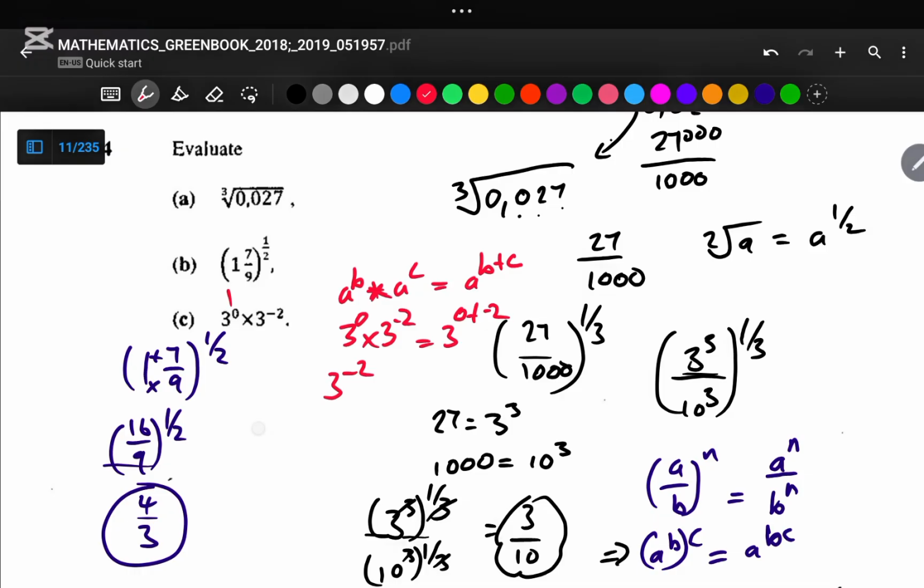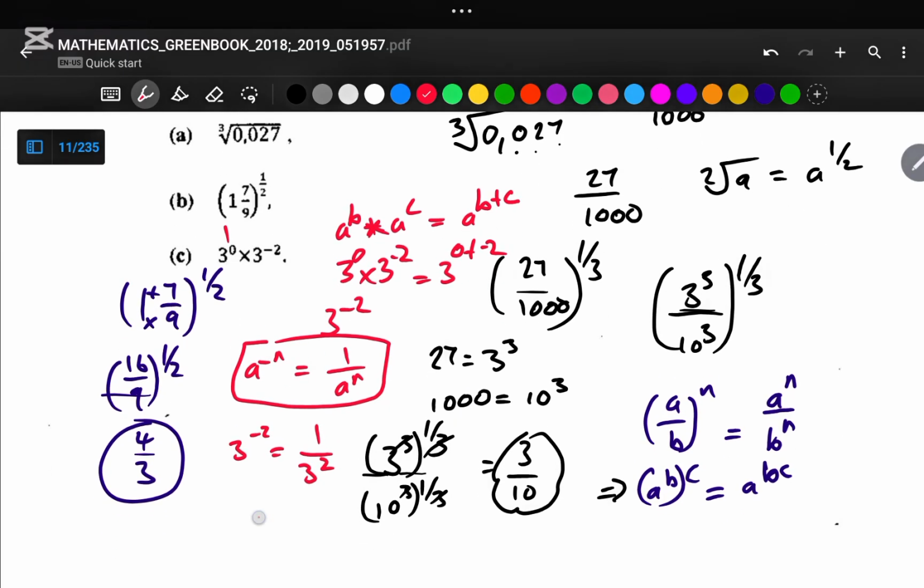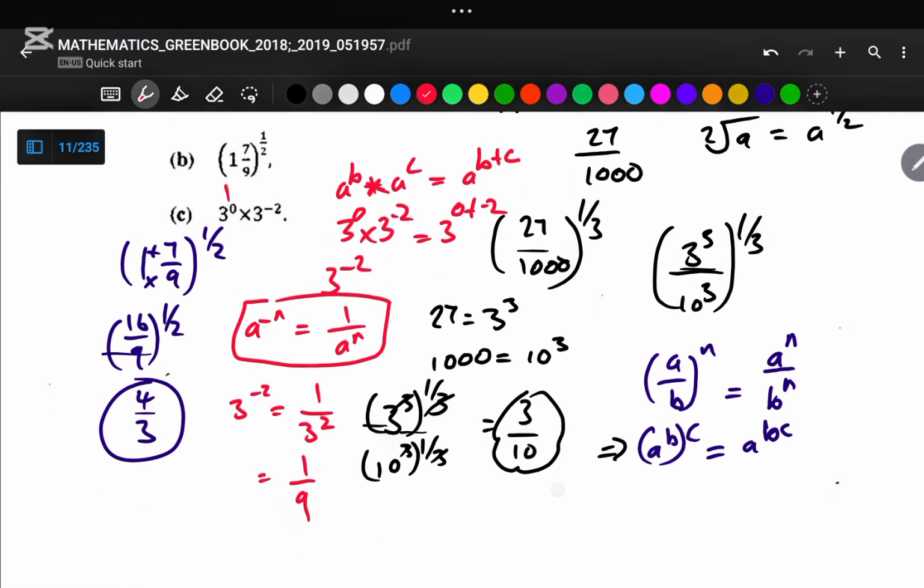Okay, and there's another law of indices which says if we are having a raised to the power negative n, this is equal to 1 over a raised to the power n. Okay, all right, so that is a law. So we can simply apply that law. Therefore 3 raised to the power negative 2 is equal to 1 over 3 squared. And what is 3 squared? 3 squared is equal to 9, so it is 1 over 9. So we have managed to evaluate all these questions.